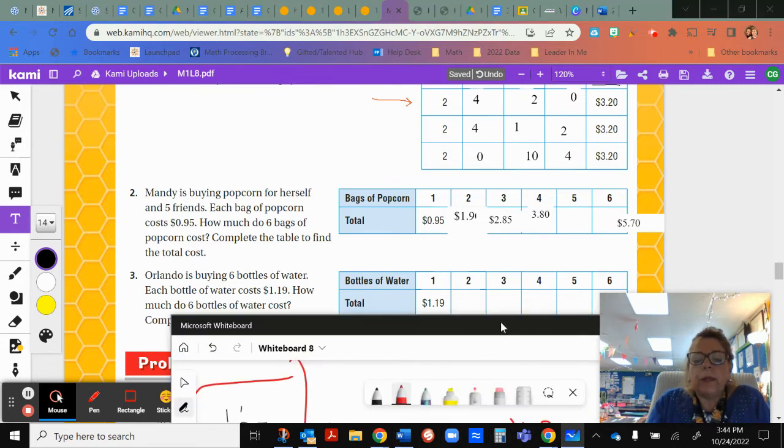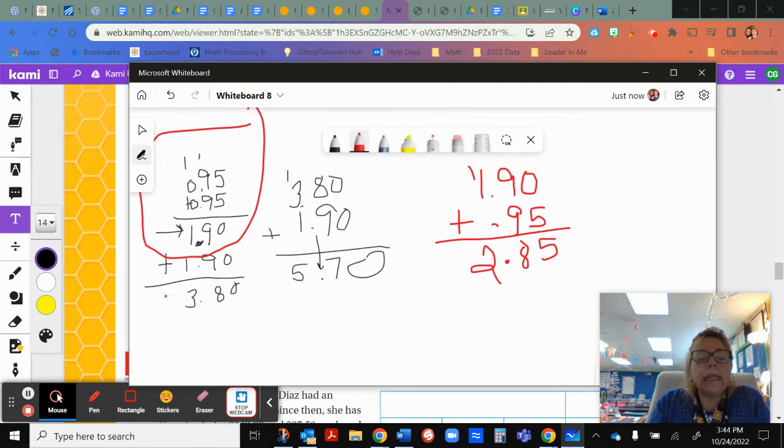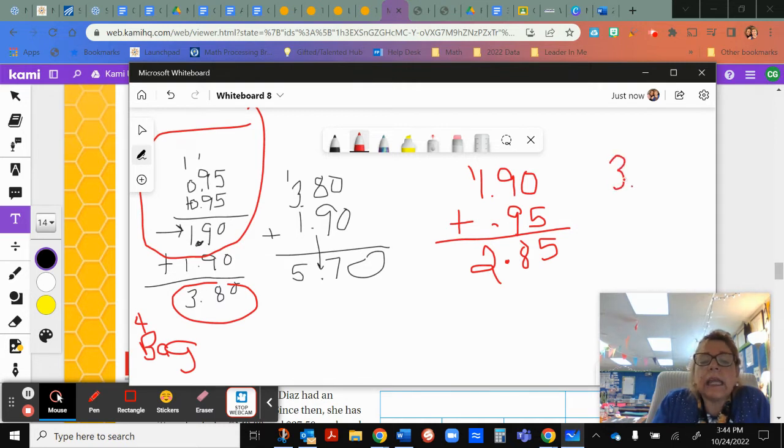Okay, bring up my whiteboard again. I'm at the $3.80 because I said that this is the cost of 4 bags. But now I need the cost for 5 bags. So I have $3.80. I should just switch pens, right? Let me erase this 3. And let me change the color. So I have $2.85. That was for 3 bags. And I'm going to add in another 95 cents.